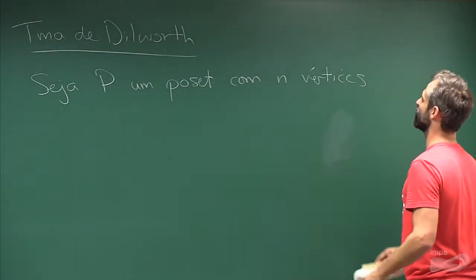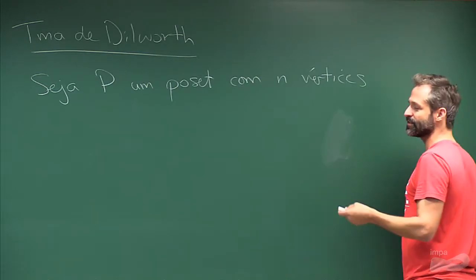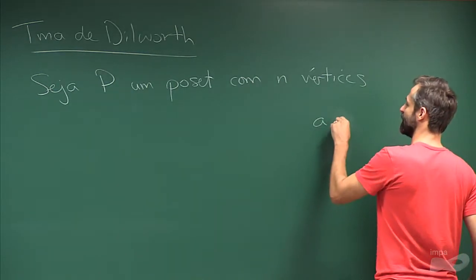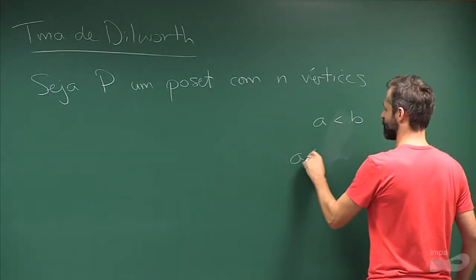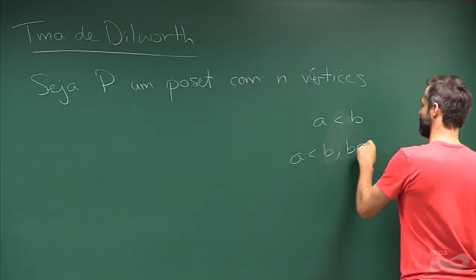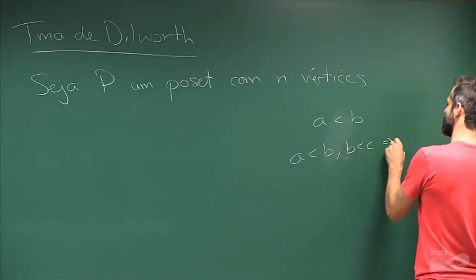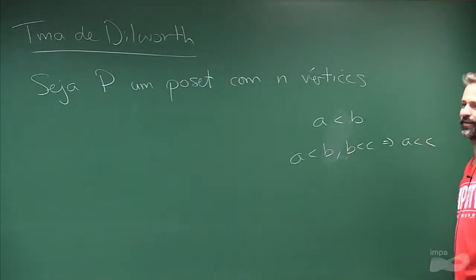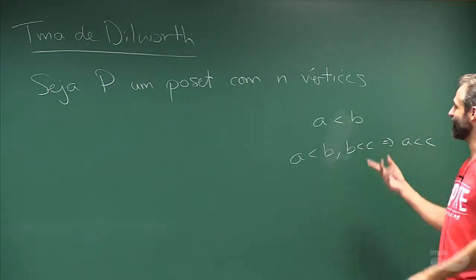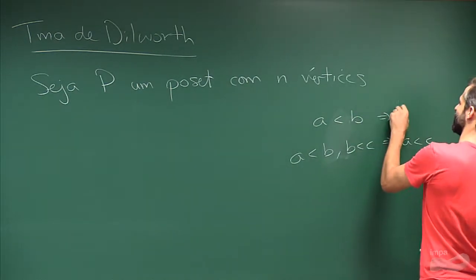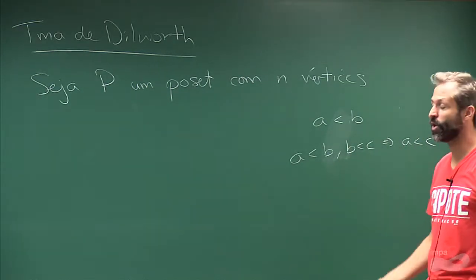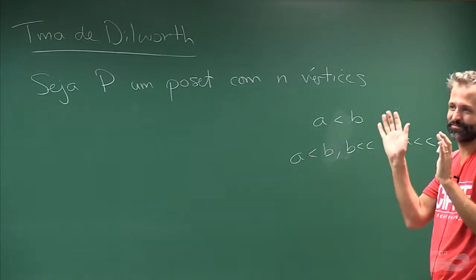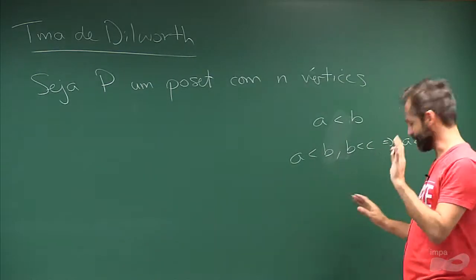So there's a partial order on the set. Some of the elements are less than others. And it has to satisfy the obvious things that you'd expect. If A is less than B and B is less than C, then A is less than C. And this implies that B is not less than A. You can't have both of them. But not all elements have to be ordered. So you can have incomparable elements. Okay.